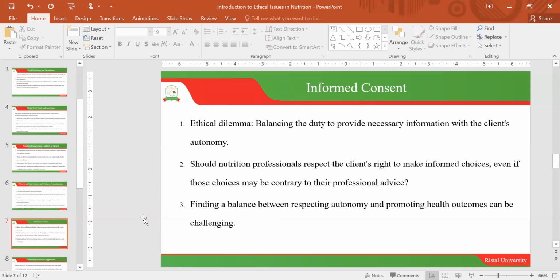But sometimes it is quite difficult to find a balance between respecting people's autonomy and actually promoting health outcomes. So for example, someone has the right to eat whatever food they want, but you also need to tell them that some of these foods are actually not healthy. So finding that balance to be able to tell someone to abandon certain habits may be a little bit difficult, but sometimes it has to be done.